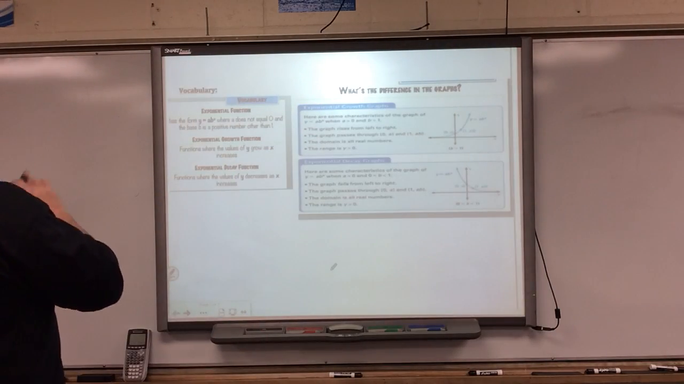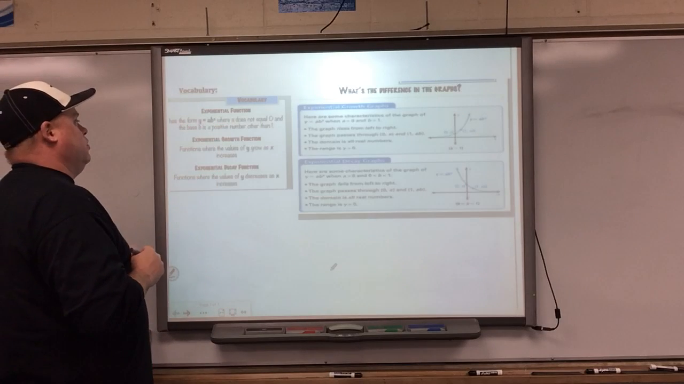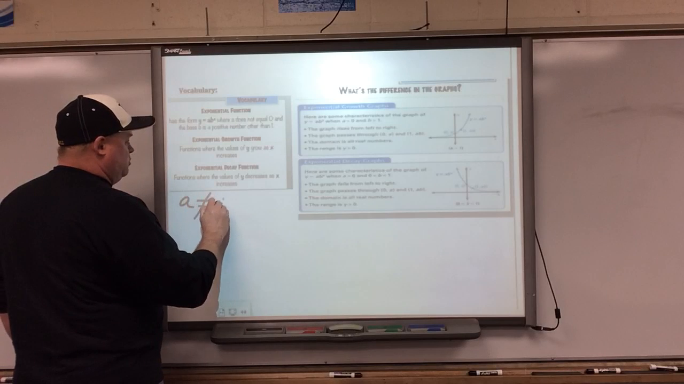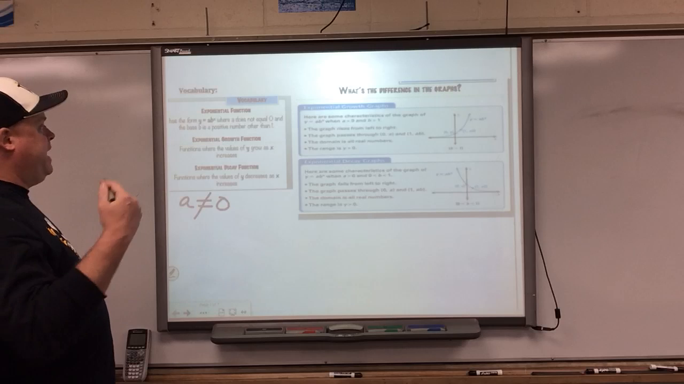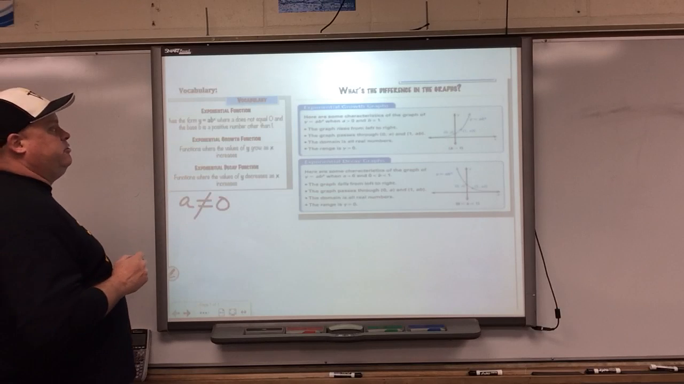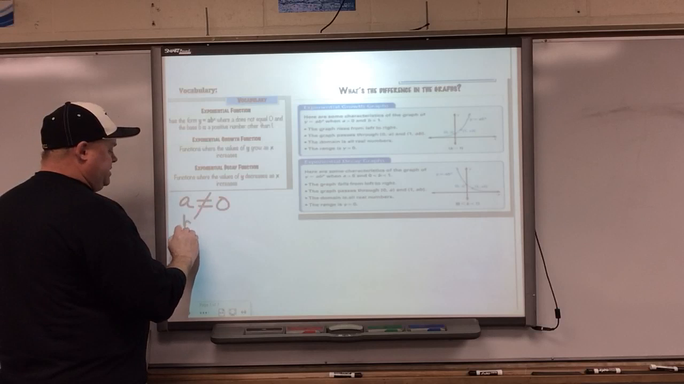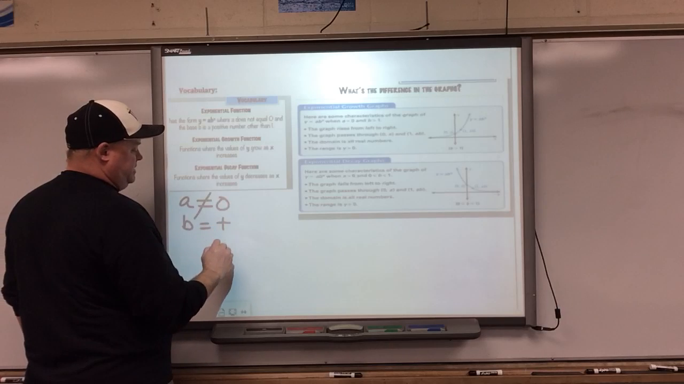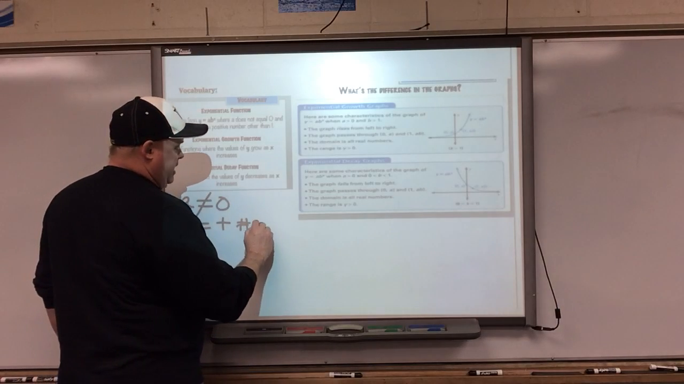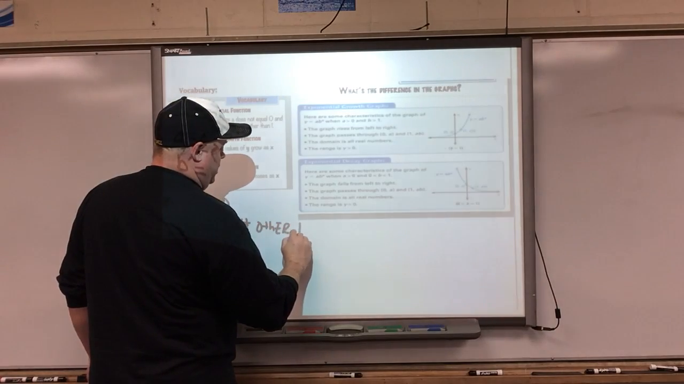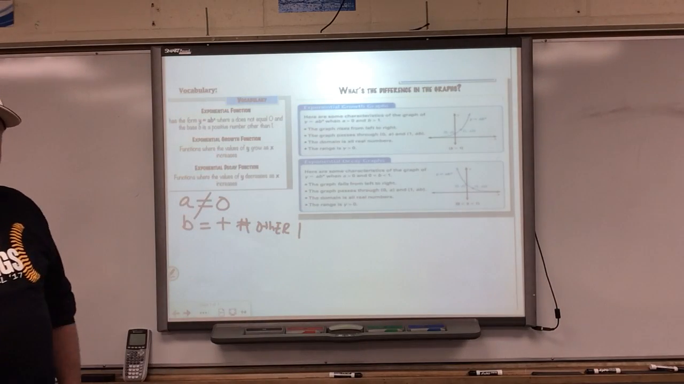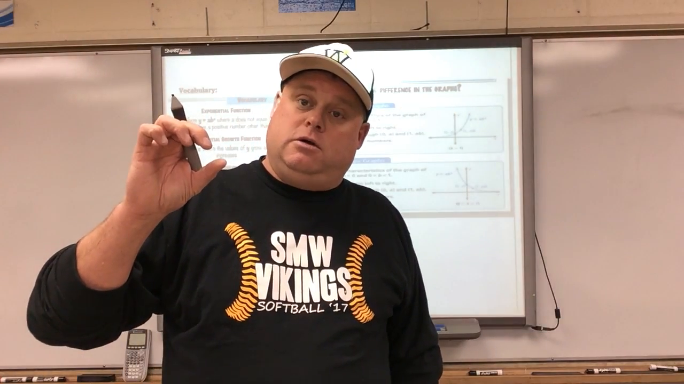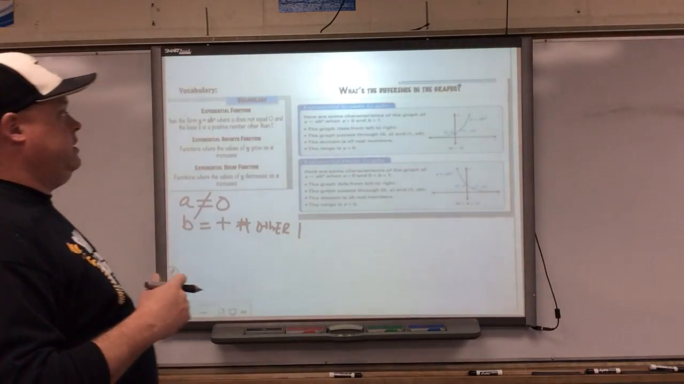So y equals a b to the x power, where a does not equal 0, and b, the base, is a positive number other than 1. As we talk about this, we're going to see what an exponential growth graph looks like and what an exponential decay graph looks like.